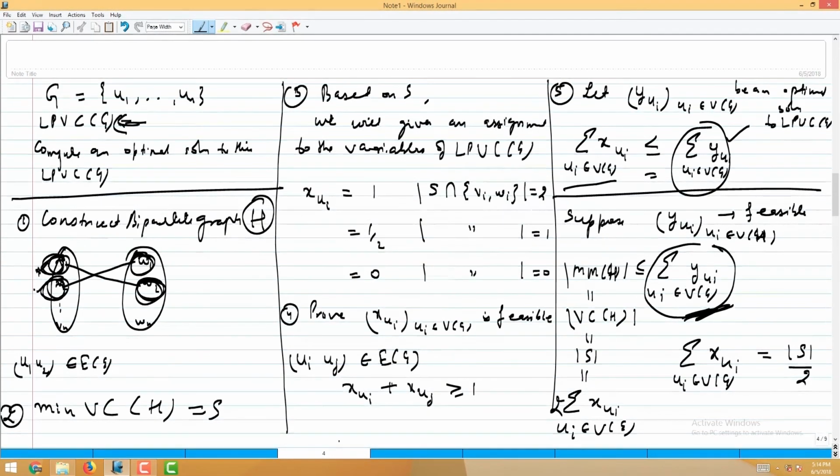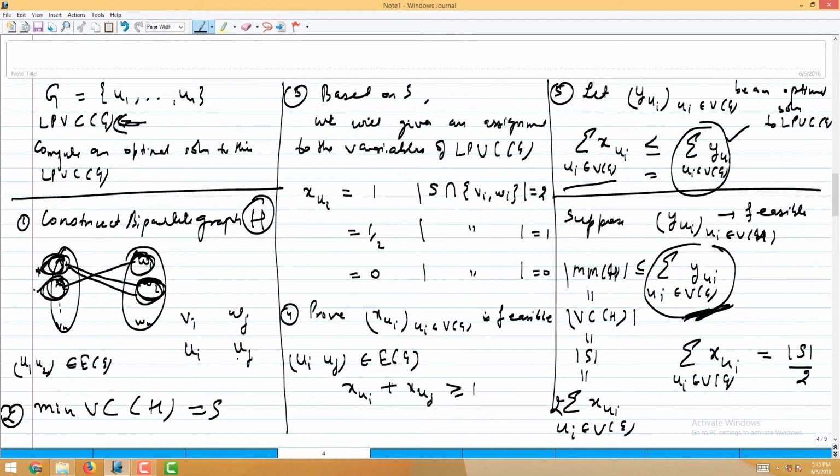For H, for this bipartite graph. Let me just tell you this, and then let's see if you can prove it. There is a feasible assignment for G, so for every vertex in G, you have given it some value. If you look at a vertex Ui, whatever value you have given to that vertex in G, give the same value to both its copies in H. Is this a feasible solution for H?